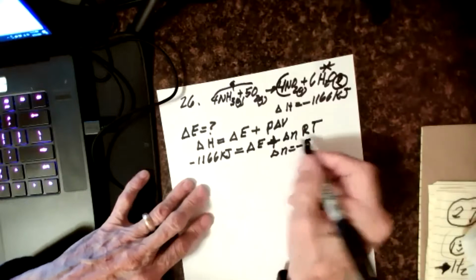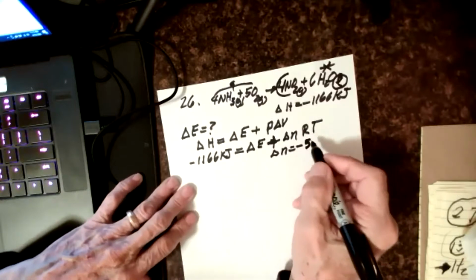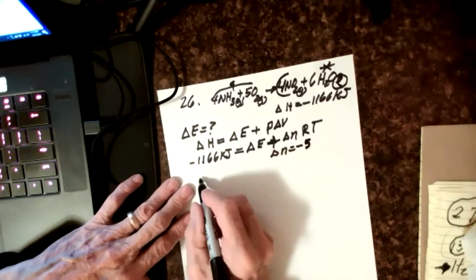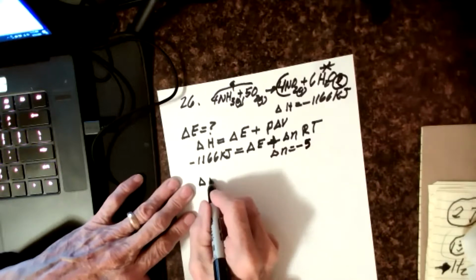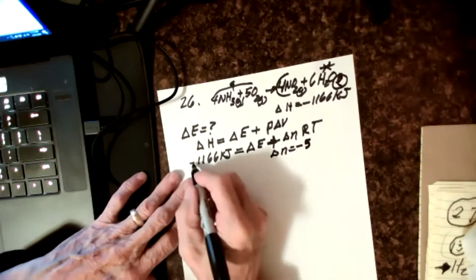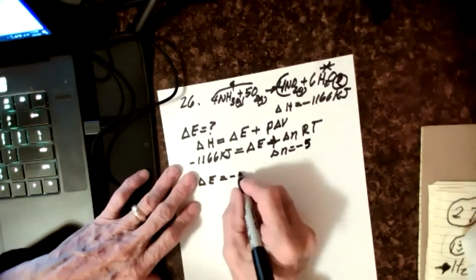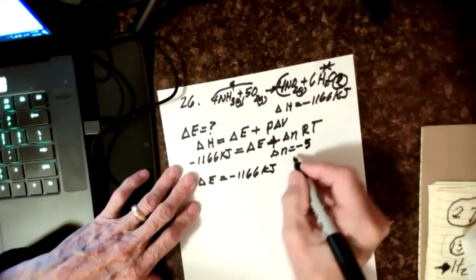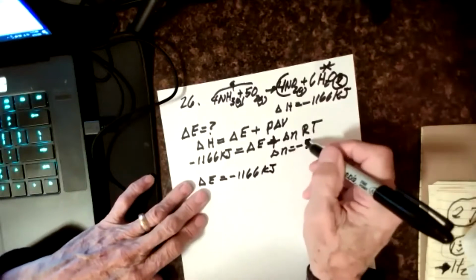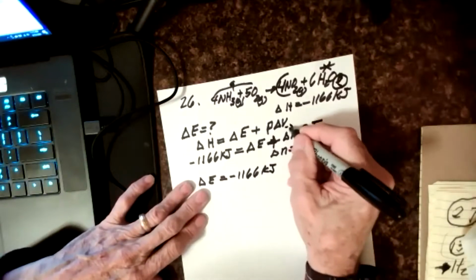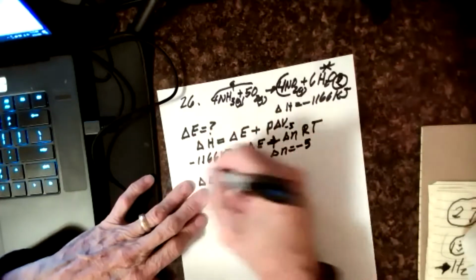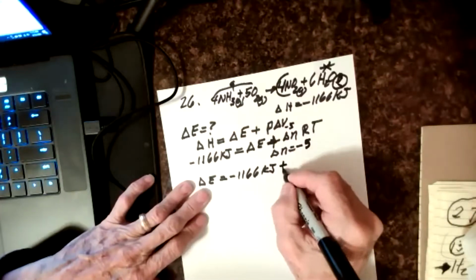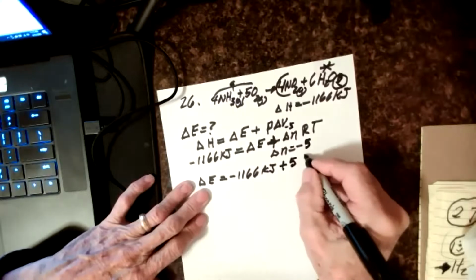Okay, so now I can do my calculation if I wanted to. Let's solve for delta E. Delta E is equal to delta H, which is minus 1166 kilojoules. And now this is a minus 5, so I'm going to take it across to the other side. It becomes plus 5 RT.